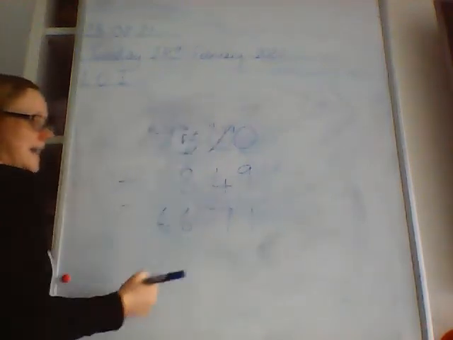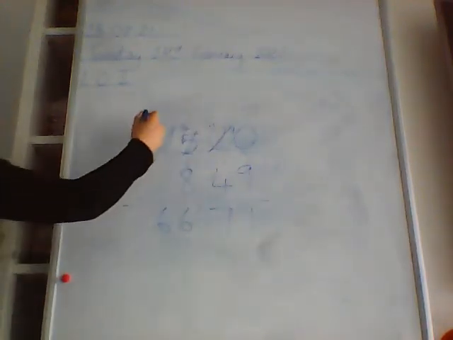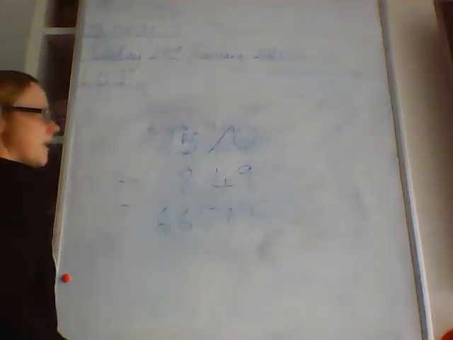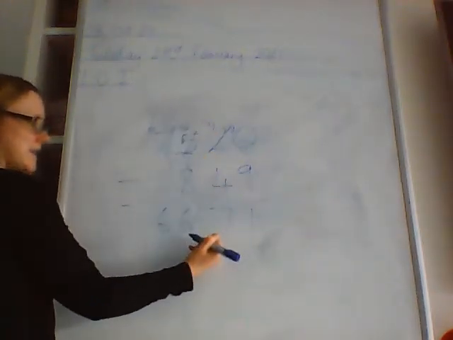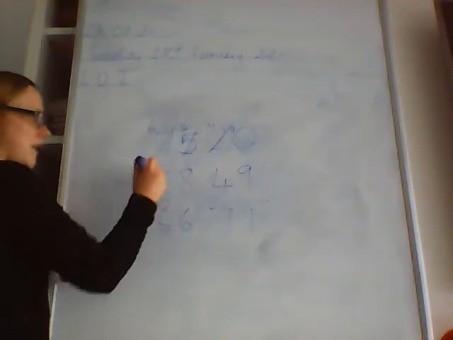4 take away 8, I can't do, so I've gone next door. This has become a 6, and this has become a 14. 14 subtract 8 is 6, and 6 subtract nothing is also 6.